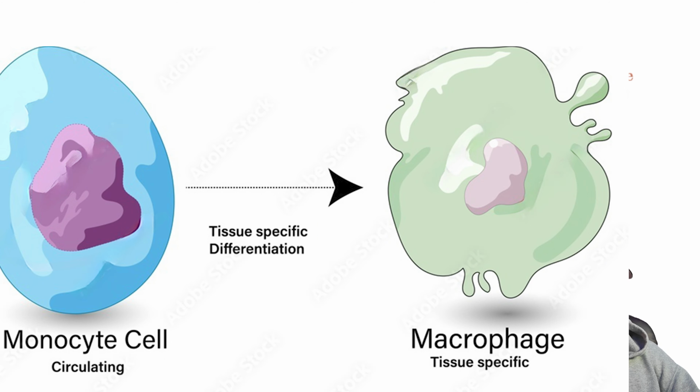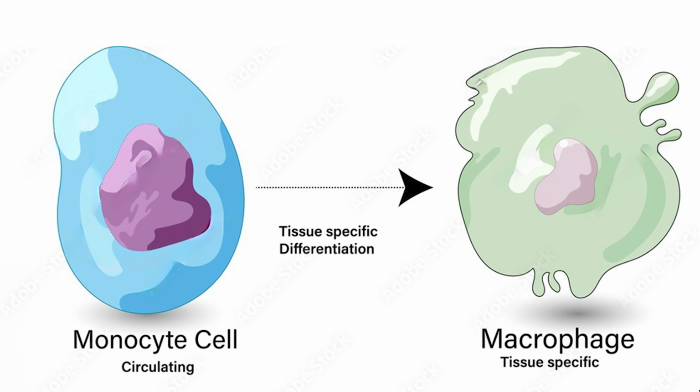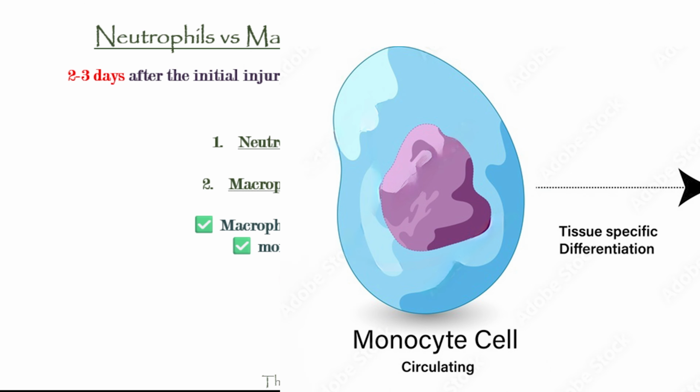Macrophages are derived from monocytes, which are a type of white blood cells circulating in the blood. When monocytes migrate into tissue, they differentiate into macrophages, where they are tissue residents and have a longer lifespan. So remember, monocytes are in the blood, macrophages are in the tissue. That's an easy way to remember it.